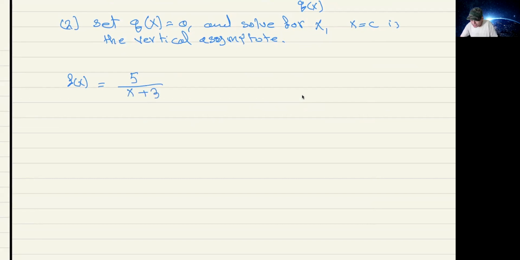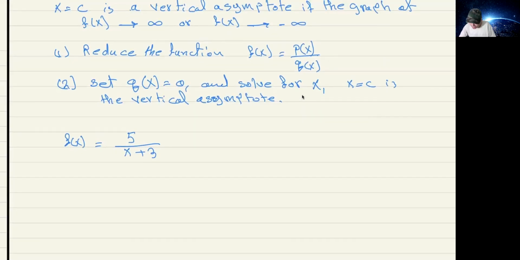All right, look at the 2 steps. Step number 1 here. Is there any way to simplify this function? I don't think so. It's 5 over x plus 3, so there is no way to simplify this function. So I'm done with step 1. Step 2, set q of x to 0. Where is q of x here? It is x plus 3. So I set that to 0 and solve for x. So x plus 3 equals 0, then I get x equals negative 3. And this is my vertical asymptote.